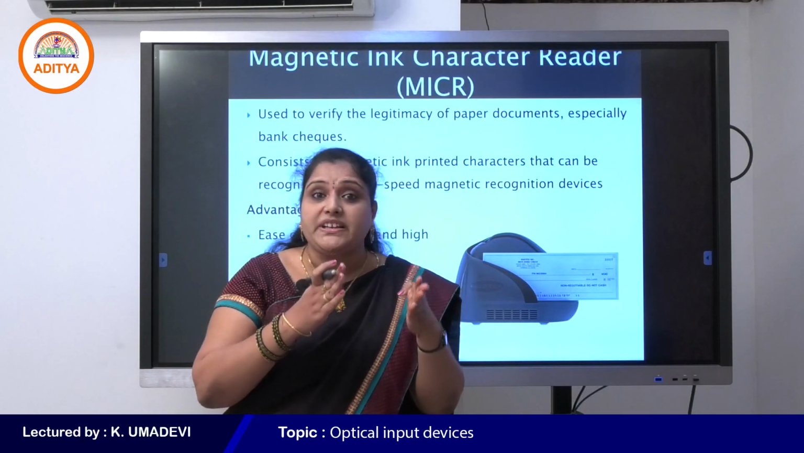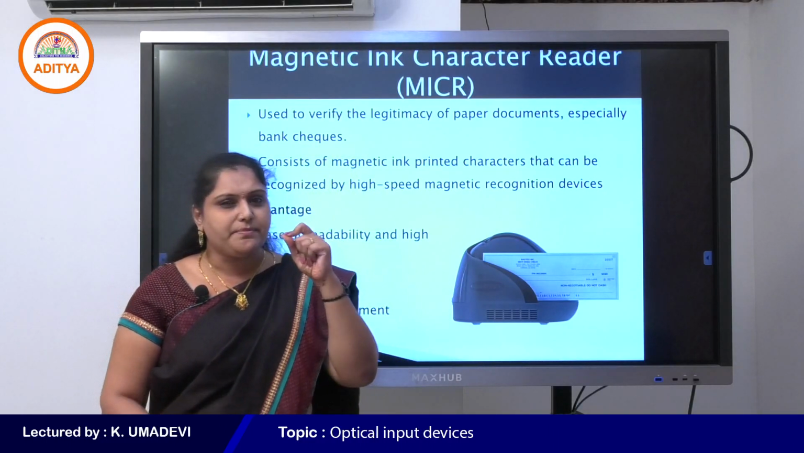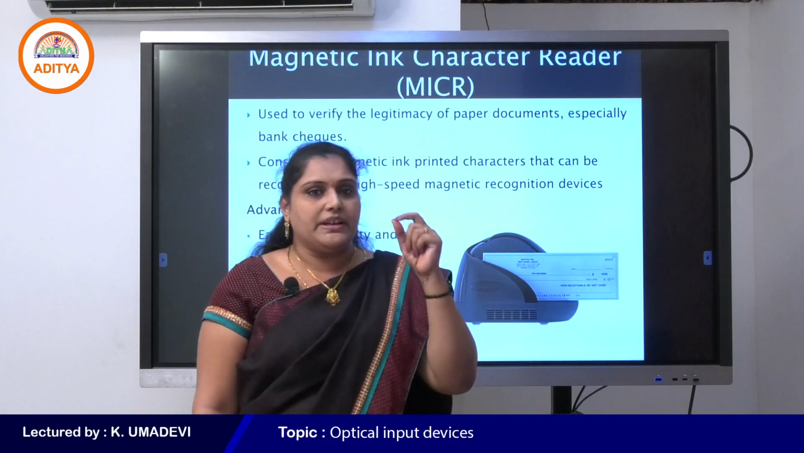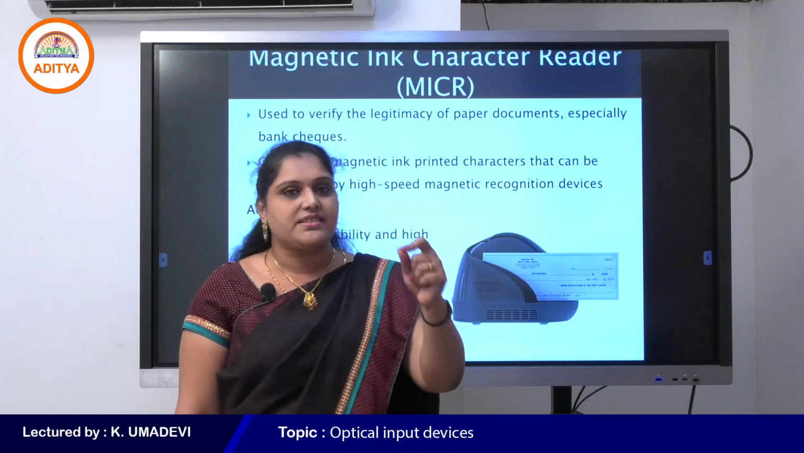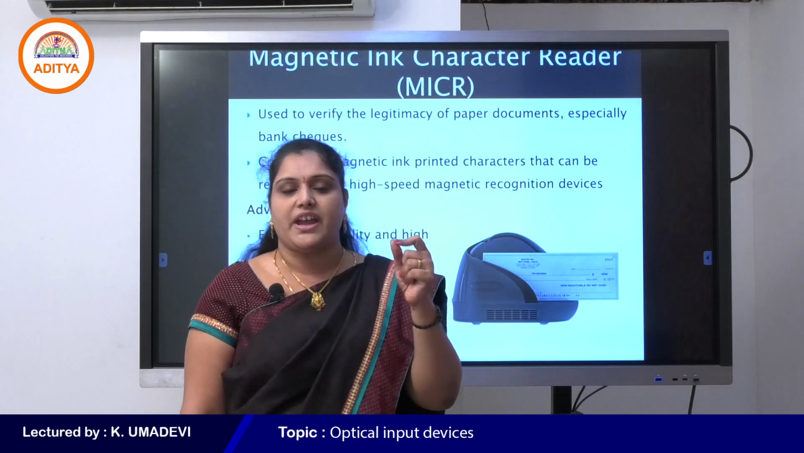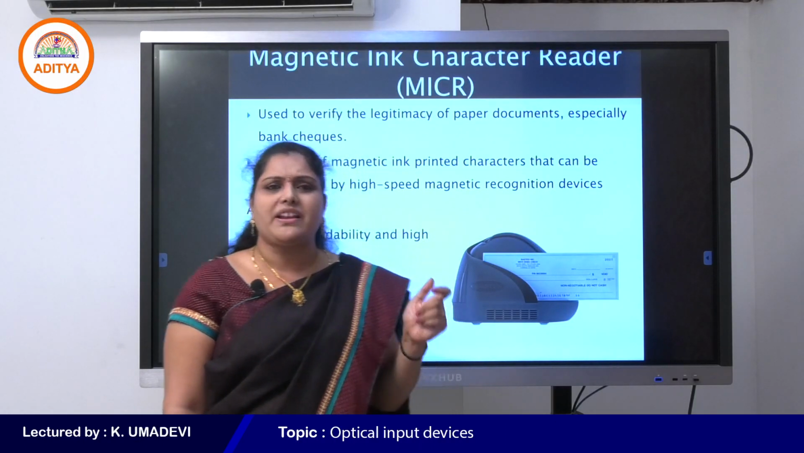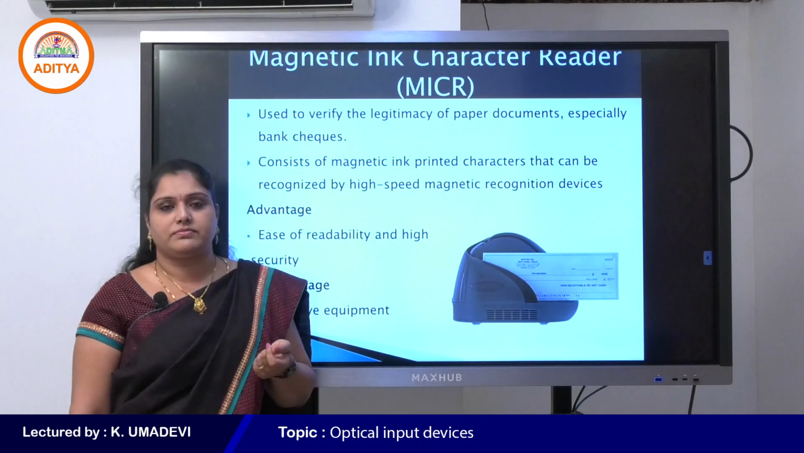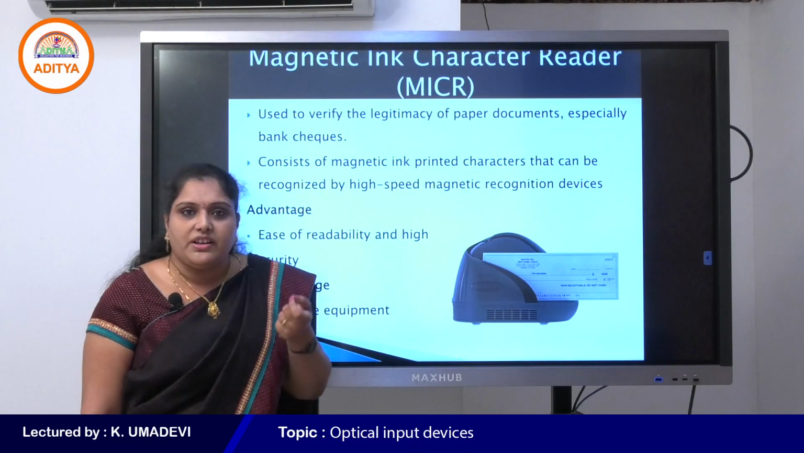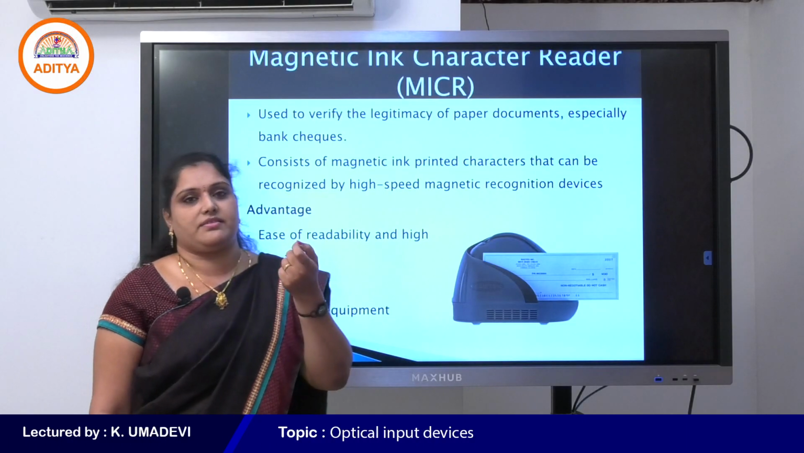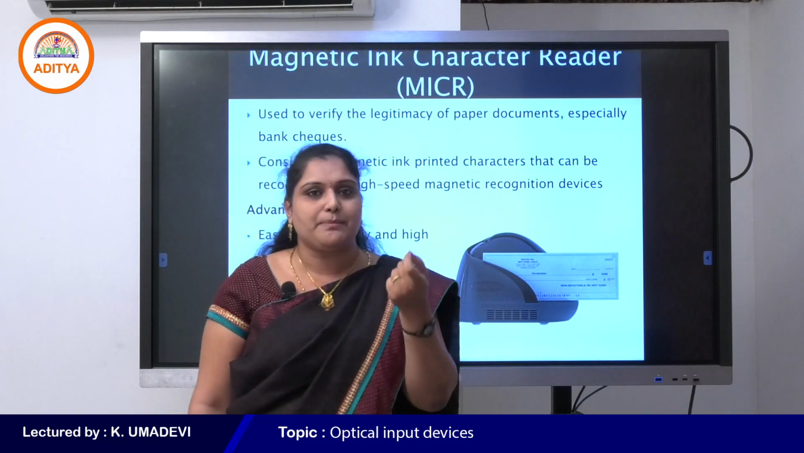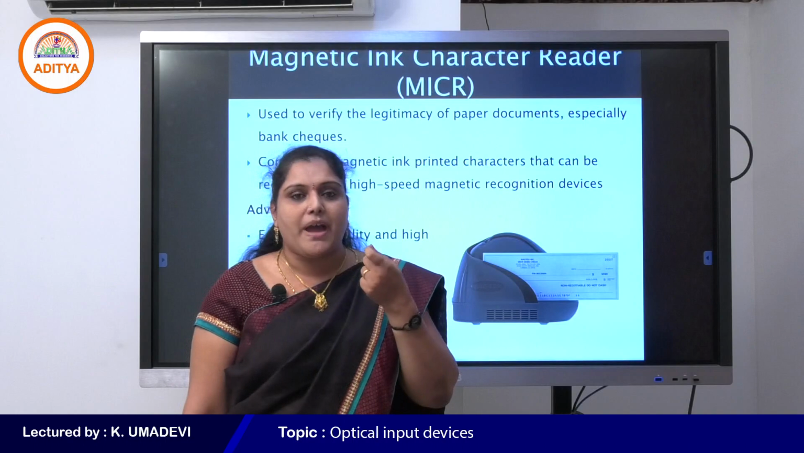Next one, do you know about MICR, magnetic ink character recognition? MICR is an optical device that is mainly used to detect or recognize magnetic ink characters. Then where are the magnetic ink characters used? Especially in checks. The best example is a bank check. So do you know about the bank check?